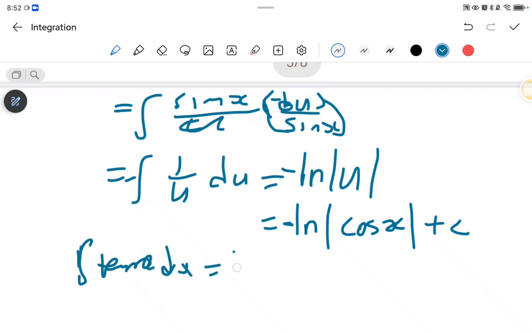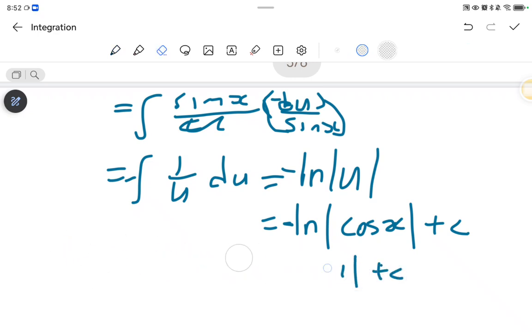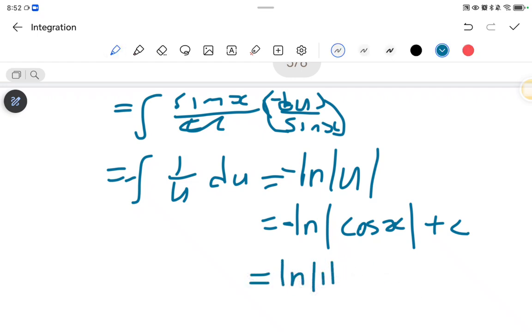So the integral of tan can be two things. It can be ln of sec x plus c. Why is it ln of sec x plus c? Let me show you why they did that. Already we have the negative here. You see, right? This will be ln of 1, and we know that ln of 1 is 0. Ln of cos of x plus c.